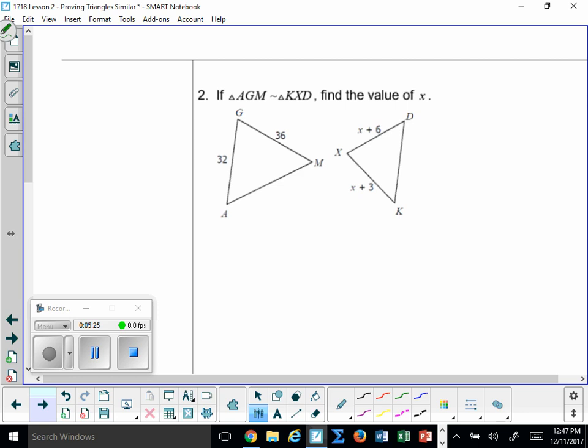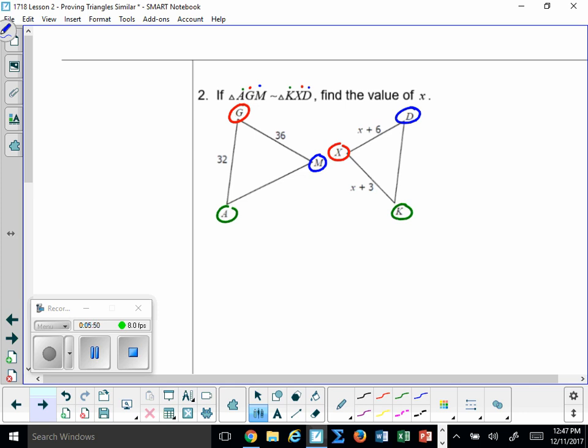We have, let's see, A to K, G to X, and M to D. Okay. Find the value of x.